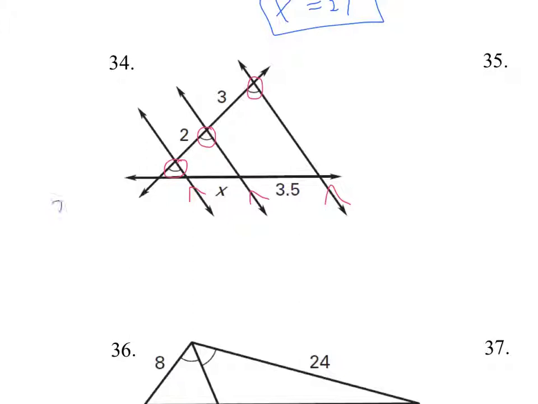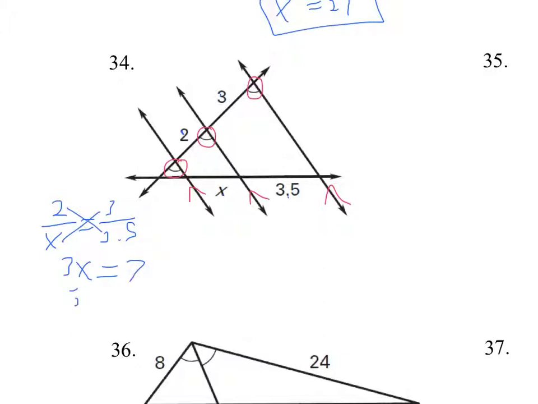I'll do 2 over x equals 3 over 3.5. You just want to be consistent. If I start with 2 and then go to x, on the next one I need to start with 3 and then go to 3.5. So cross multiplying here, 3 times x is 3x. 2 times 3.5 is 7.